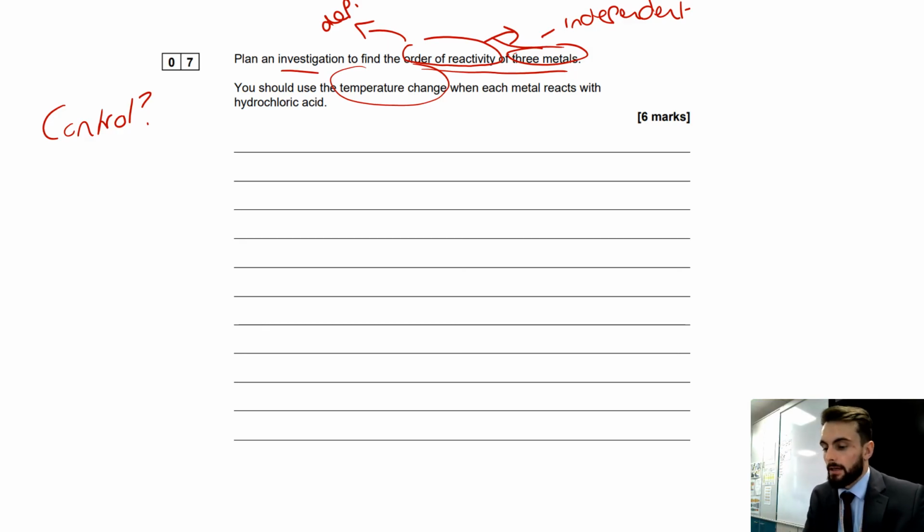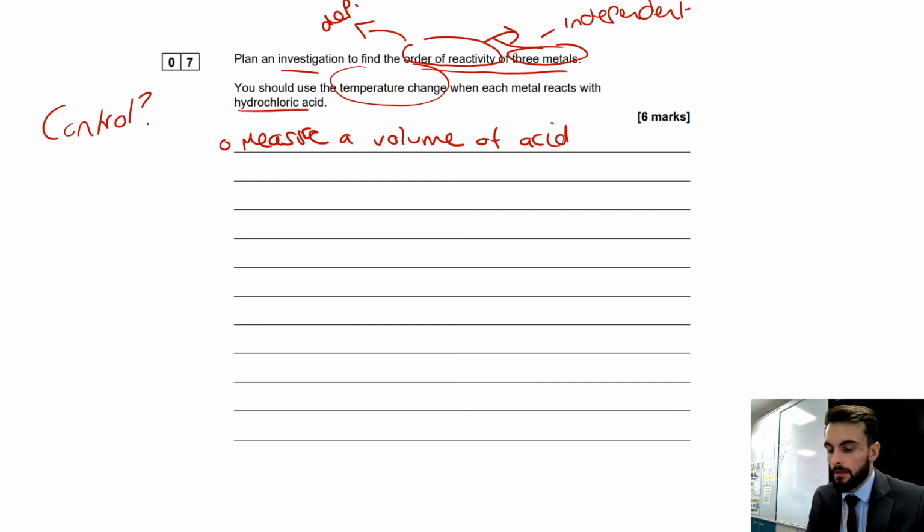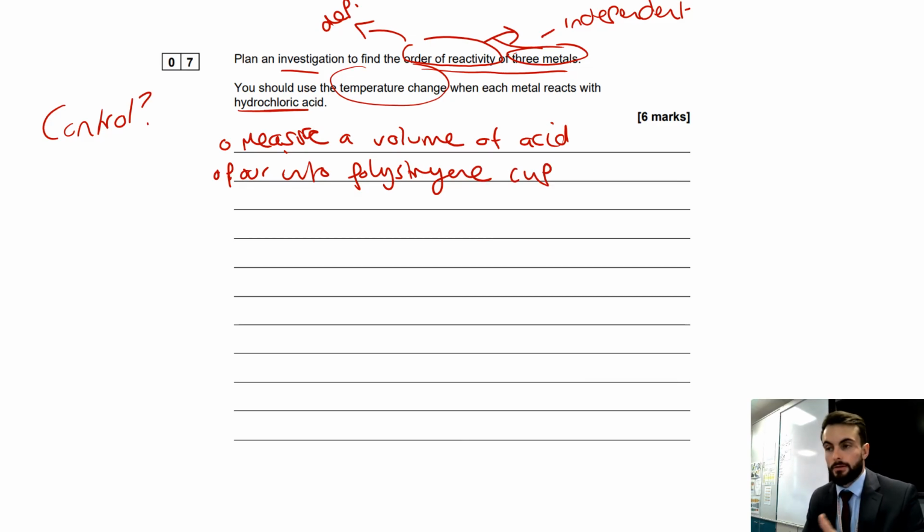So the first thing I would do is, you're reacting with a metal and acid, right? You talk them through one of them. So measure a volume of acid, right? And pour it into a cup. I would even use a polystyrene cup. Why? Because we're talking about temperature change. Polystyrene is an insulator, it stops the temperature from changing too much, losing it to the surroundings, to get a more accurate result.